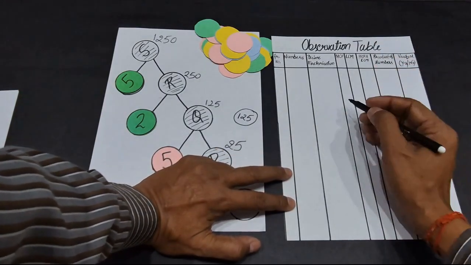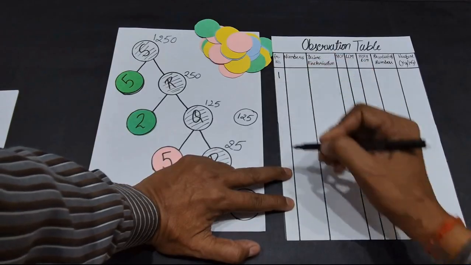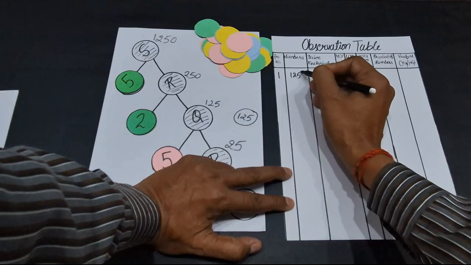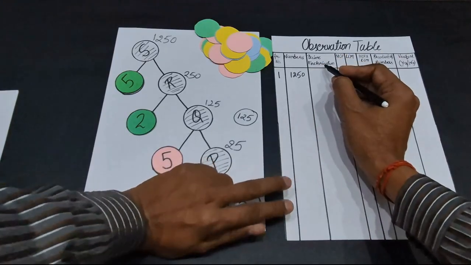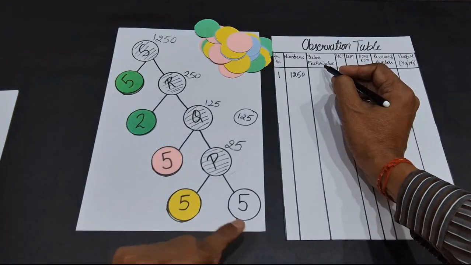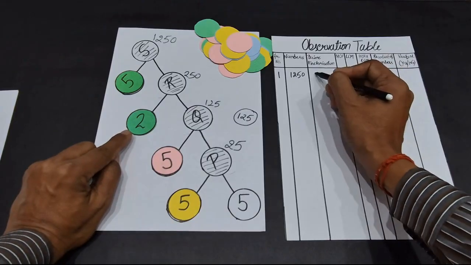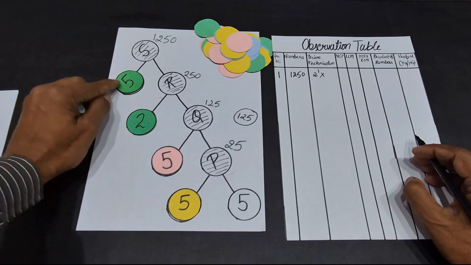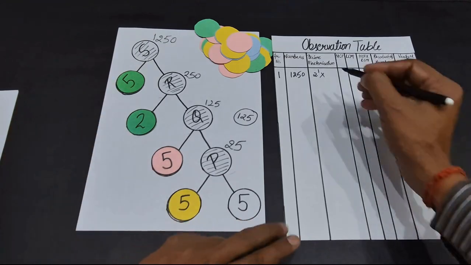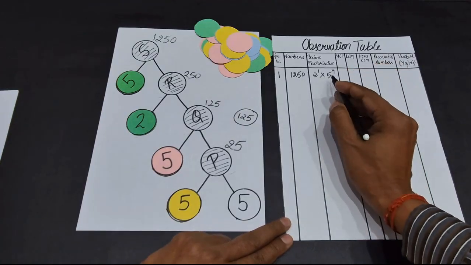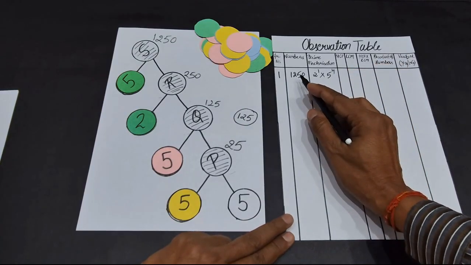How do I fill the observation table? Let's write serial number 1. The first number is 1250. The prime factorization is 2 5 5 5 5. So how many 2's I have? 2 raised to power 1, and times how many 5's I have? 1, 2, 3, 4. So 5 raised to power 4, and that becomes my prime factorization of 1250.